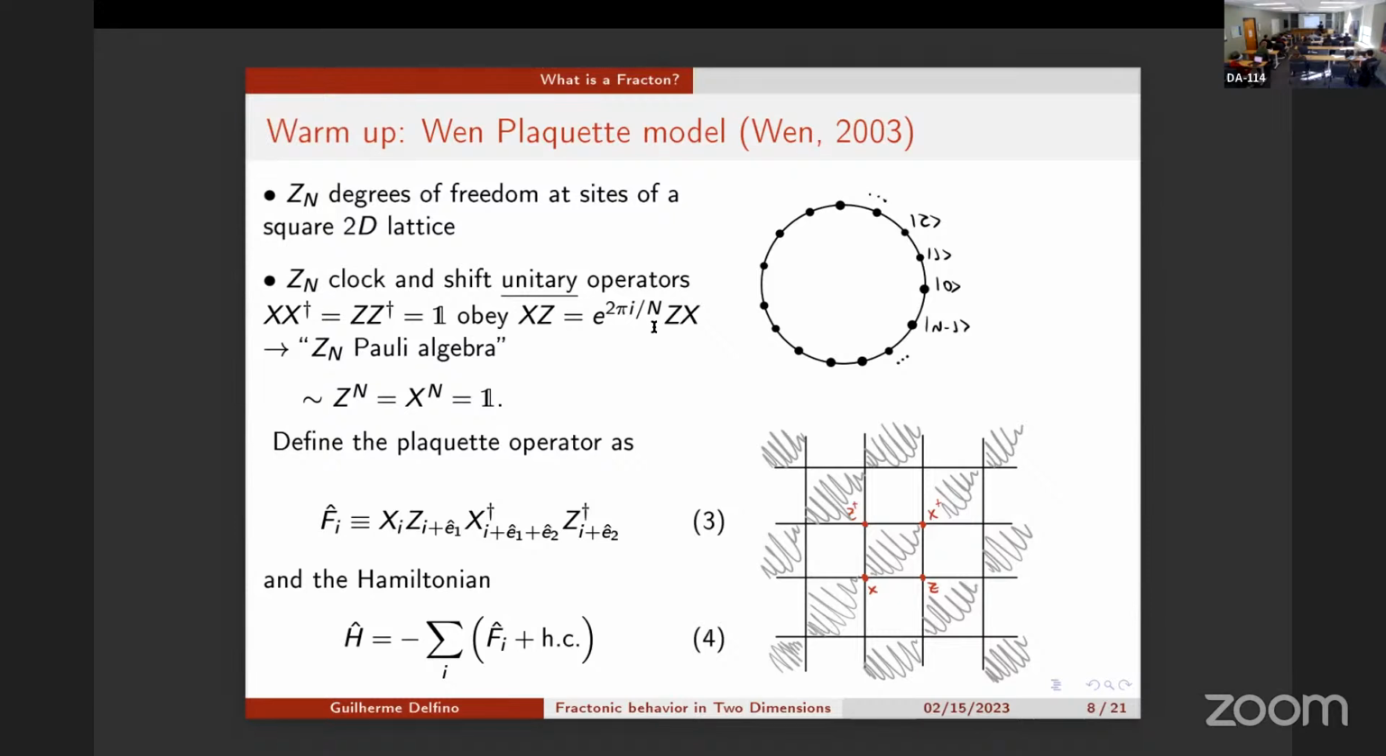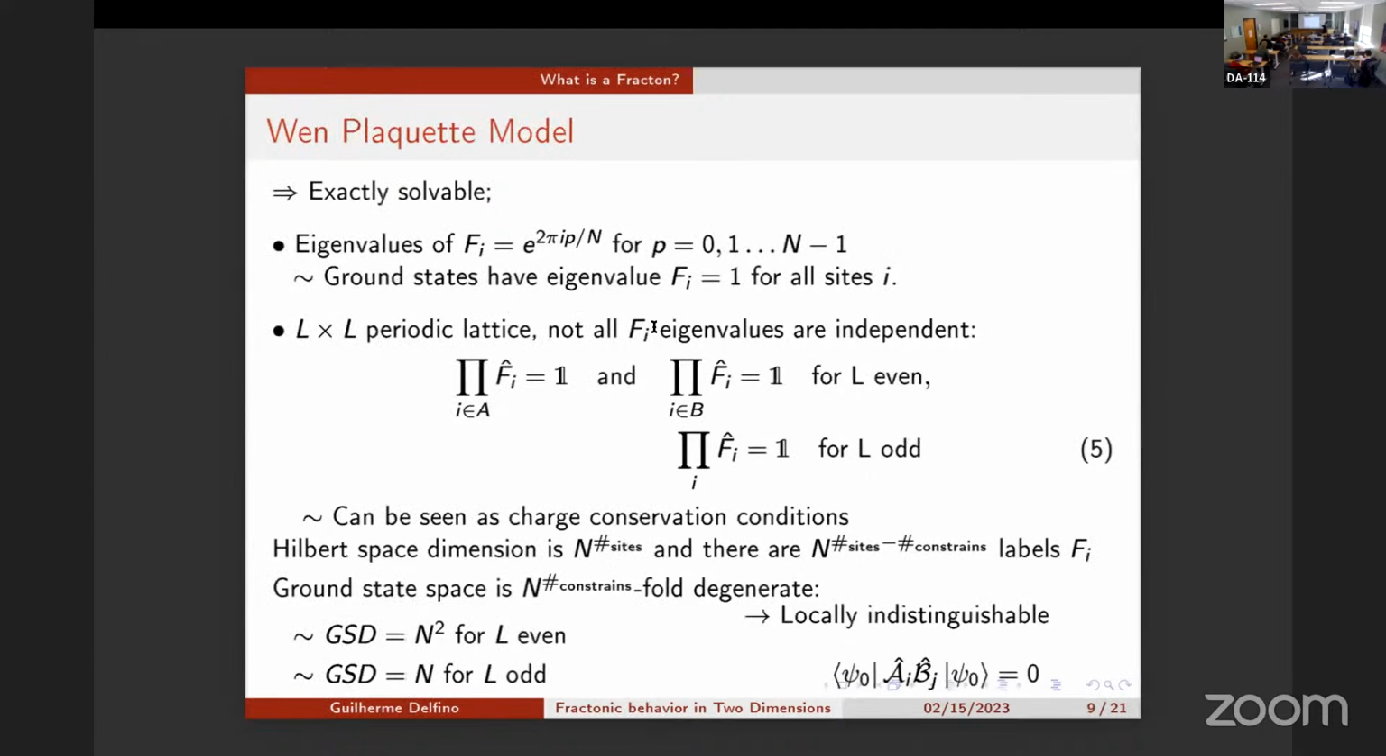So it's important to have periodic boundary conditions, because then when you close the system, they cancel at the end of the system. So in a square lattice, L by L, if L is even, we can have the separation of black and white Plaquettes. But if L is odd, we don't have such a separation. So here we have two constraints, while here we have just one constraint. And this reflects in the ground state degeneracy, which already gives us a hint of a UV-IR mixing in this very simple system.